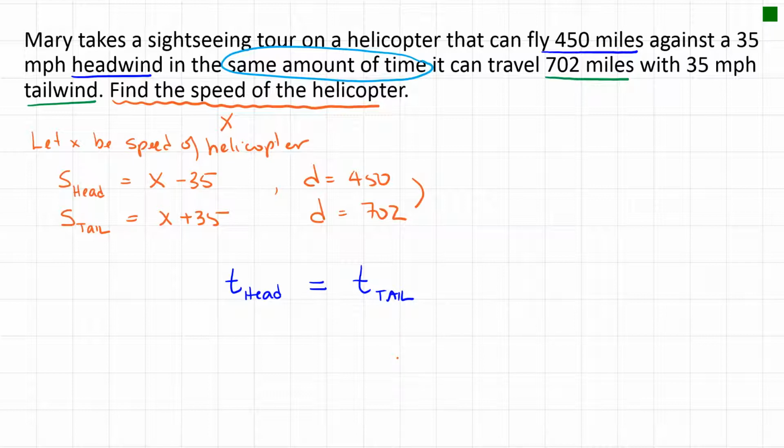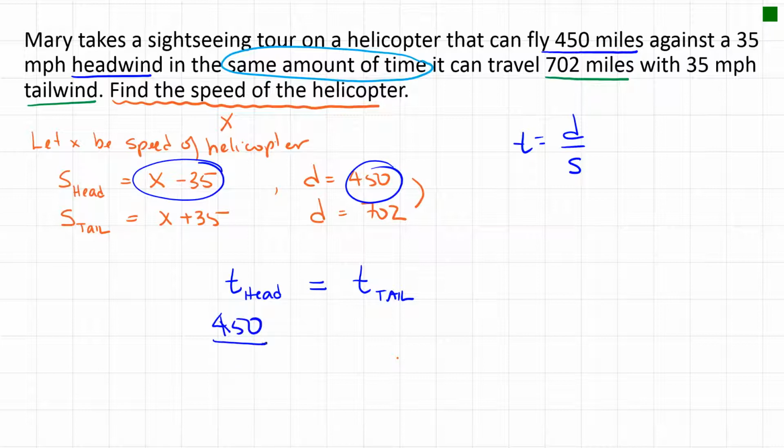And we know from our physics equations that time is distance over speed. So the time of the headwind is the distance of the headwind, 450, divided by the speed of the headwind, x minus 35. And the time for the tailwind is the distance of the tailwind, so 702, divided by the speed of the tailwind, which is x plus 35. So here I've got a classic rational equation.